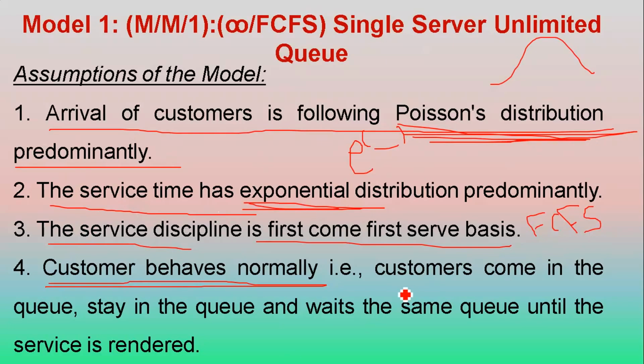Here, the customer comes into the queue, stays in the queue, and waits in the same queue until the service is rendered. यहाँ पे क्या होता है, कस्टमर क्यू में आता है, कतार में जुड़ता है और अपना नंबर आने तक वही क्यू में, वही कतार में रहता है, इधर से उधर चेंज नहीं करता है अपनी क्यू. Right, that is the main thing, that the customer is behaving very normally. He does not get impatient, right? That is another point. So these were the four assumptions for this model, right?